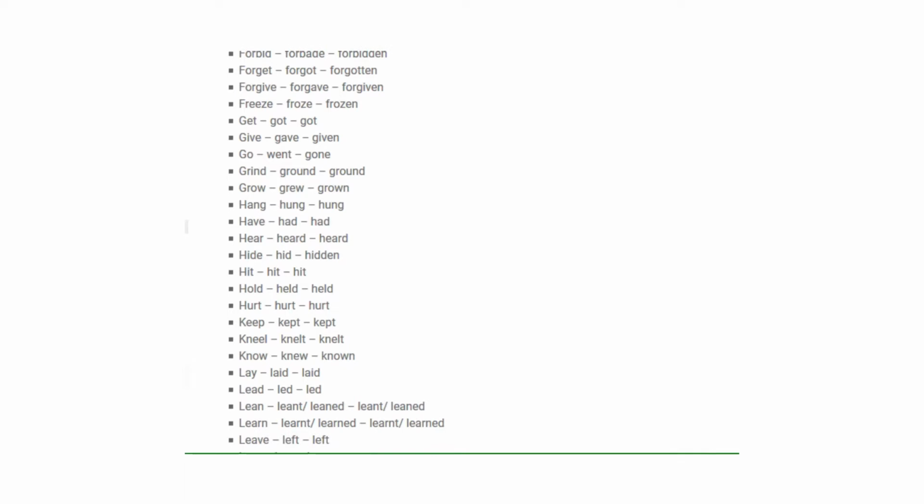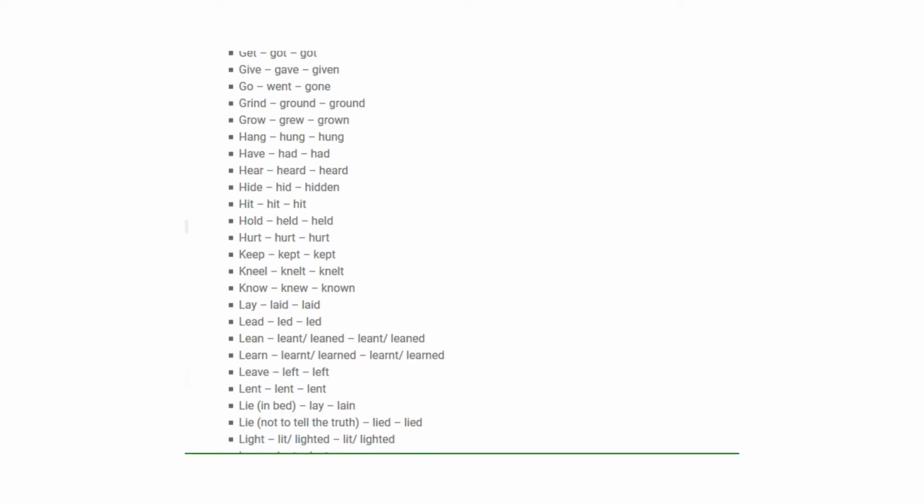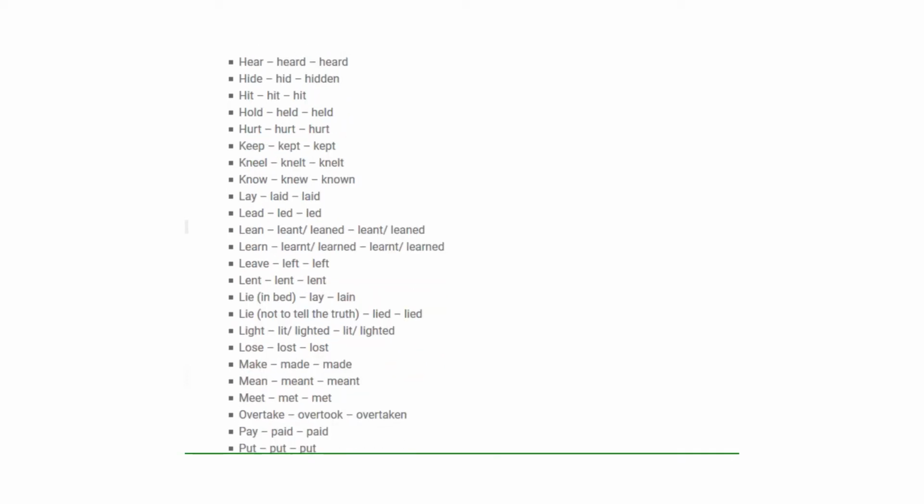hang, hung; have, had; hear, heard; hide, hid, hidden; hit, hit; hold, held, held; hurt, hurt, hurt; keep, kept, kept; kneel, knelt, knelt; know, knew, known; lay, laid; lead, led, led; lean, leant; lend, lent, lent; learn, learned; leave, left, left; land.